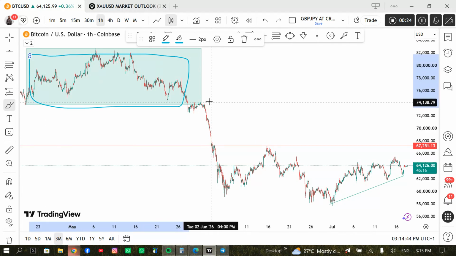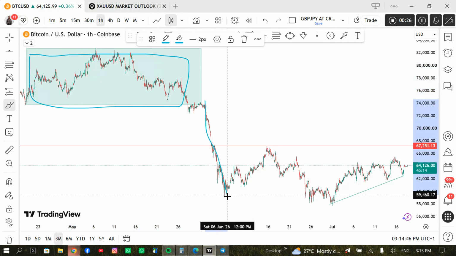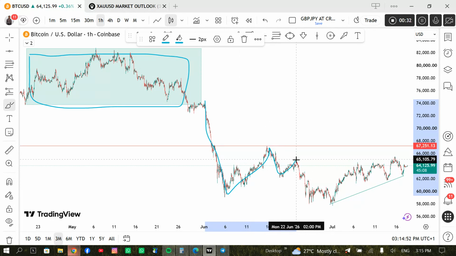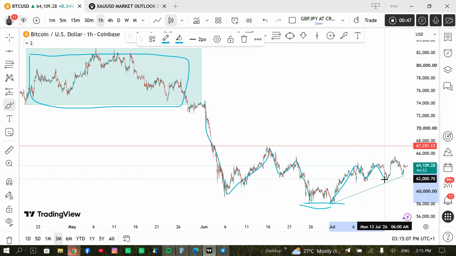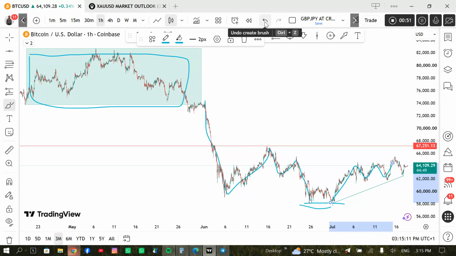After that, we had this massive push to the downside and we also had a pullback to $67,251 level, and price continued its downward move, reaching the lowest point of 57,000. Okay, so around that 57,000, we started seeing a rebound and price started pulling back. Okay, so that's what we see from the 1 hour chart.